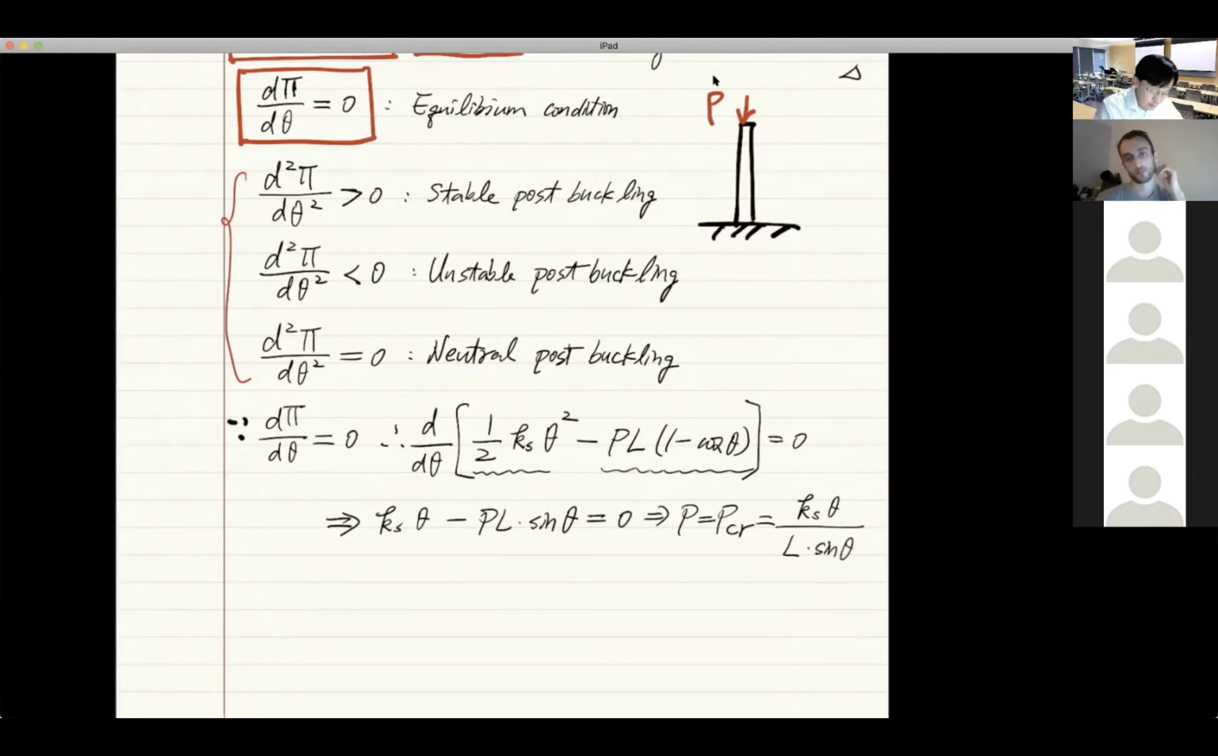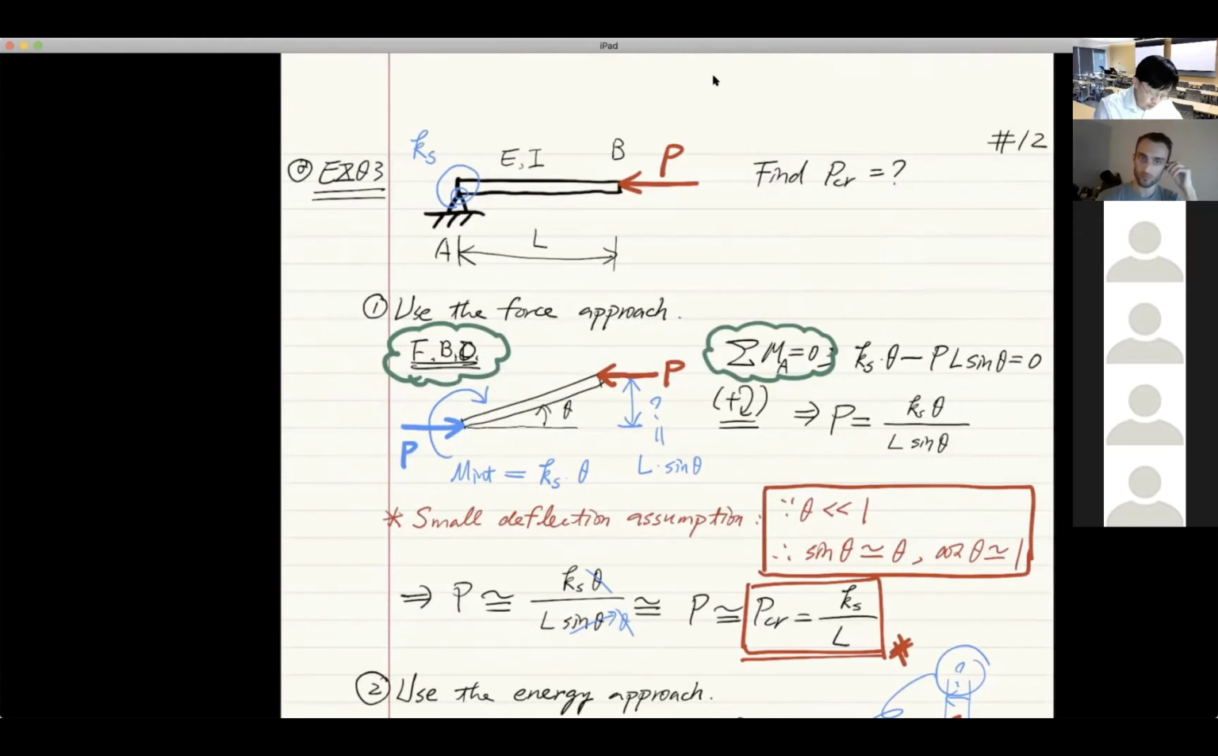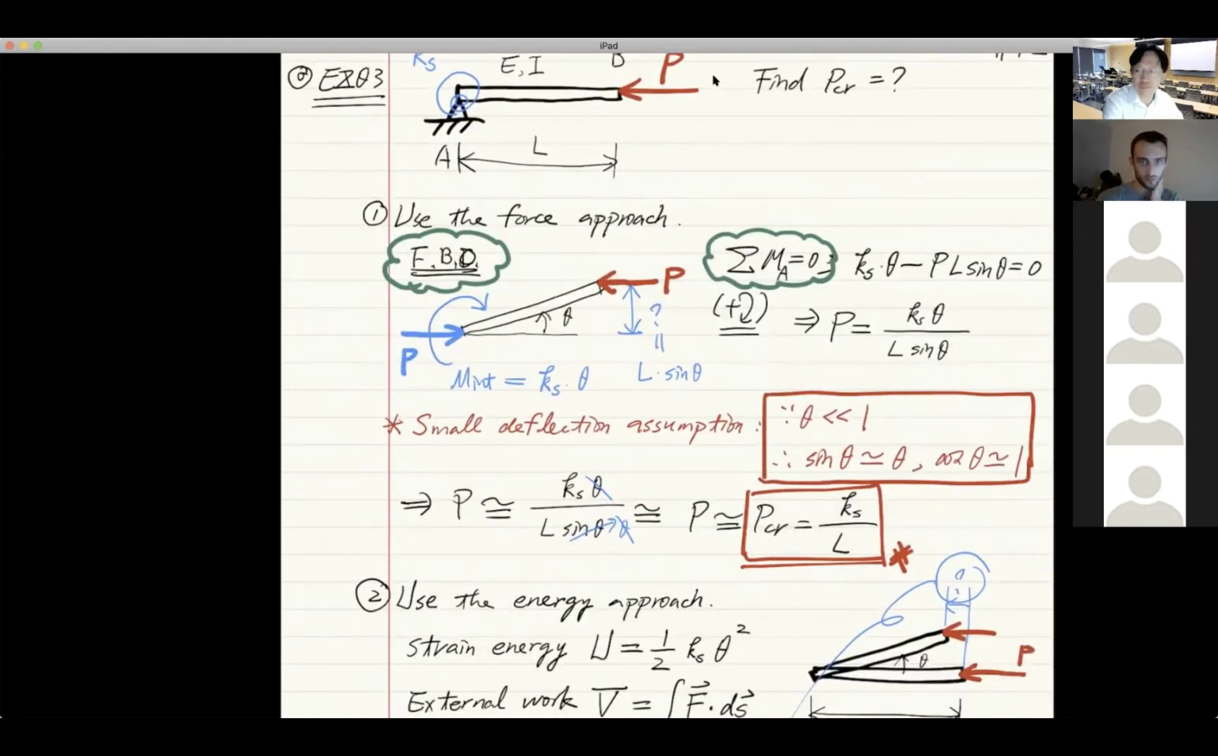And if you care to compare this expression with the expression we found from the force approach, so what did we find? It's the same, right? And of course, they should be the same, because the final answer can be found by different approaches. Doesn't matter whether you use the force approach or the energy approach, the answer should be the same.